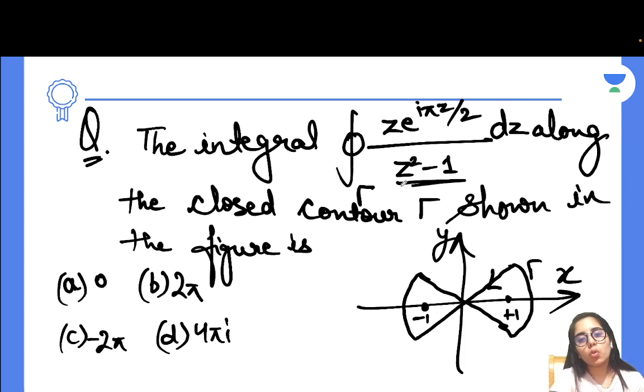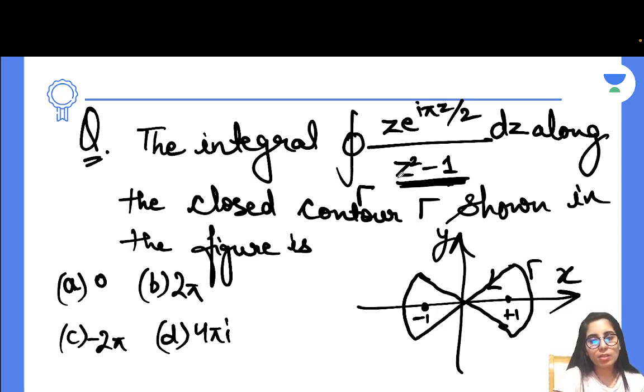You will get the poles first of all by equating it with 0, which will be plus 1 and minus 1. Once you get the poles, you have to consider the residue at those poles depending on their order. So they are order 1 poles. As you can see, overall the power there is 1. So order 1 pole. Now find the residue.